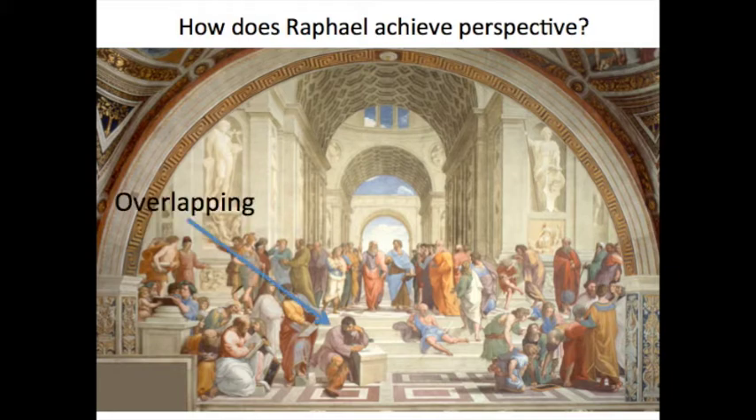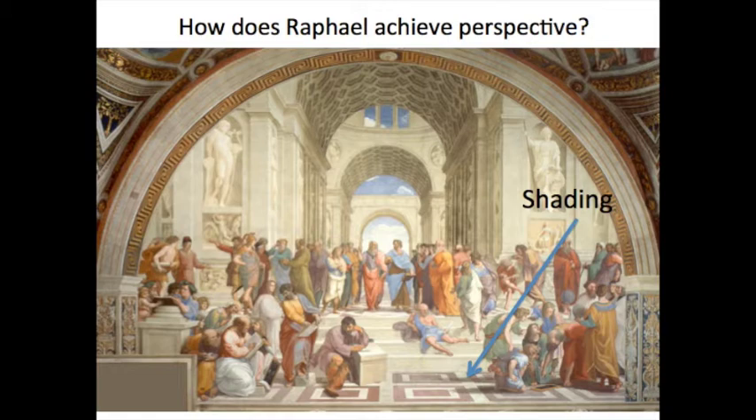The first way is by overlapping. By placing this man in front of the stairs, he's blocking those stairs. This helps us give the illusion of space. Because he's in front of these stairs, we can't see these stairs. We know that there is space in this image. It gives us the illusion of 3D. So overlapping is one way he achieves perspective.